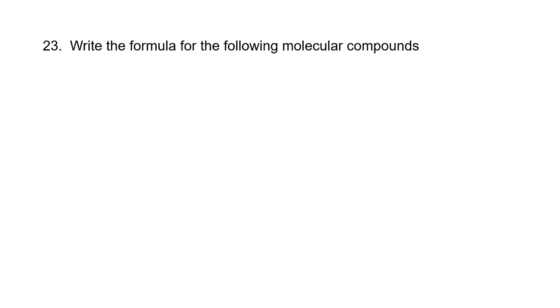All right, let's go ahead and talk about some nomenclature. Let's write the formula for the following molecular compounds. We're given dinitrogen tetroxide, so you have to know your prefixes here. Di is 2, tetra is 4, so it's N2O4. Phosphorus pentachloride, they don't give us a prefix for phosphorus, so that's 1 P. Pentachloride is 5 chlorines, so PCl5 would be the answer there.